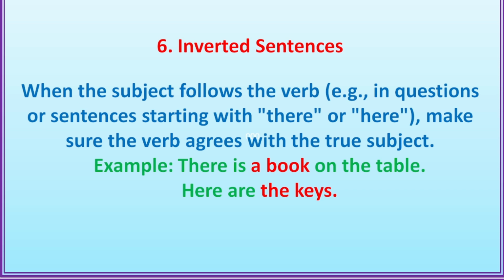Example: There is a book on the table. Here a book means a singular noun is given, so we have to use a singular verb. Another example: Here are the keys. Here the keys is given. The keys is a plural noun, so we have to use plural verbs.